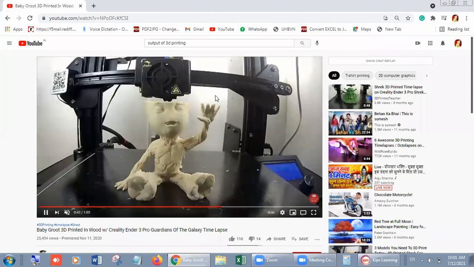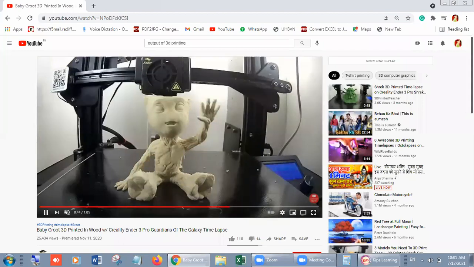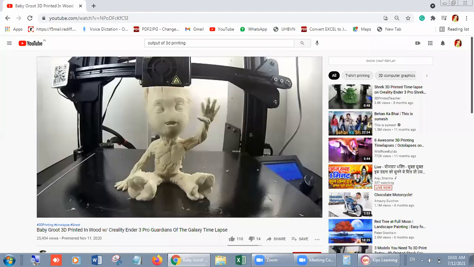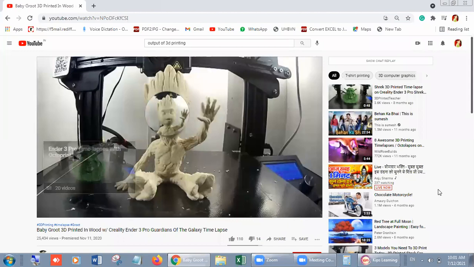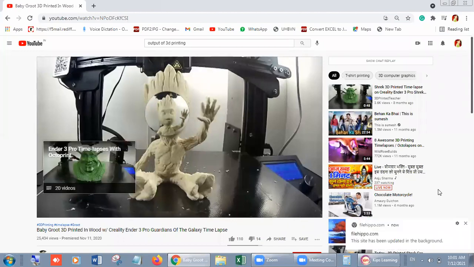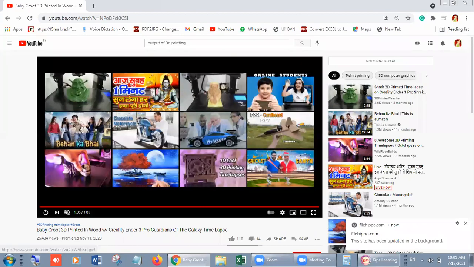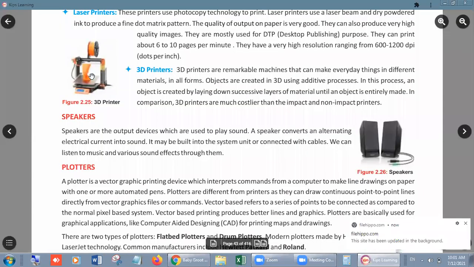These kinds of printers are very costly, right? For a special kind of job which a person wants to perform, only then do they use these printers, not everyone. Okay, beta? So this is our 3D printing. Clear? Let's move to the next point. Now these were the 3D printers as you can see in this picture. I showed you the video so that you can understand it very clearly. I hope you understand.